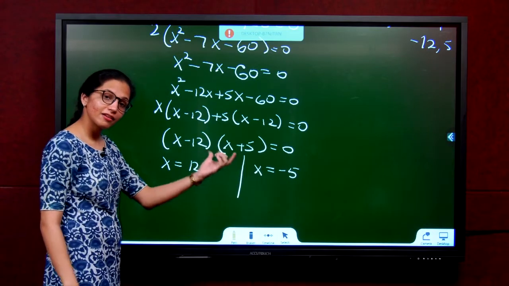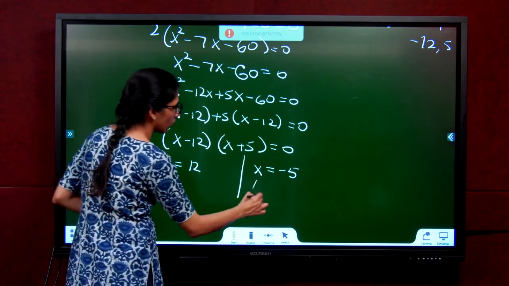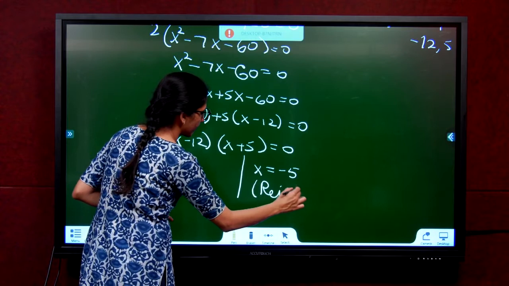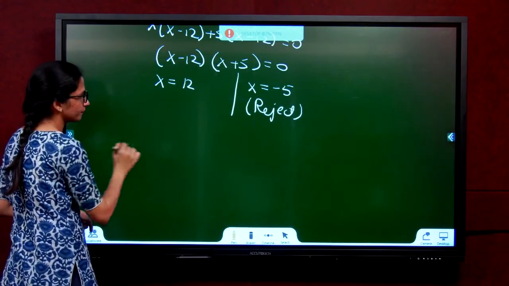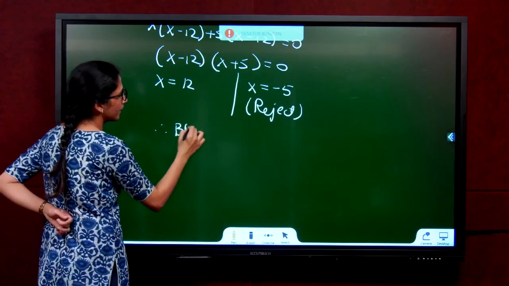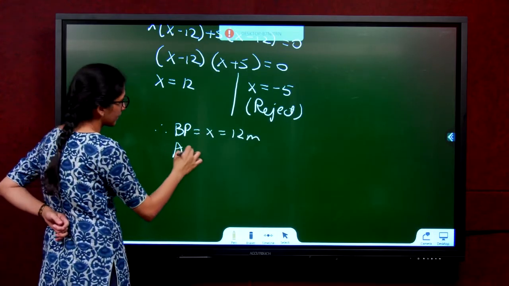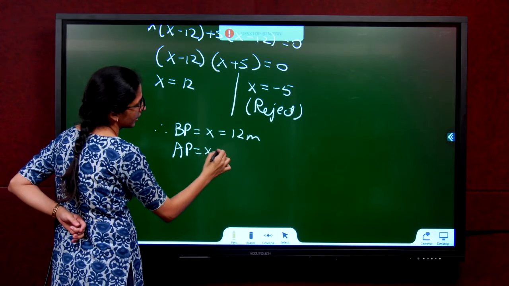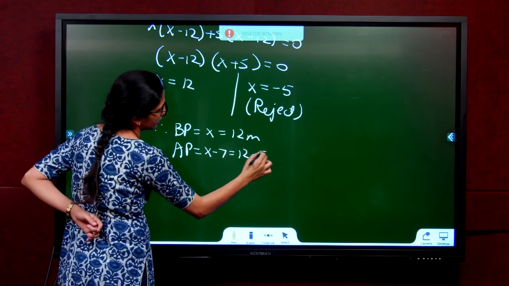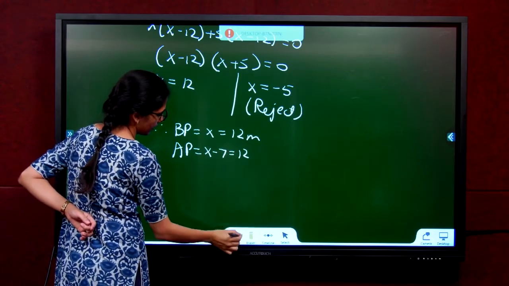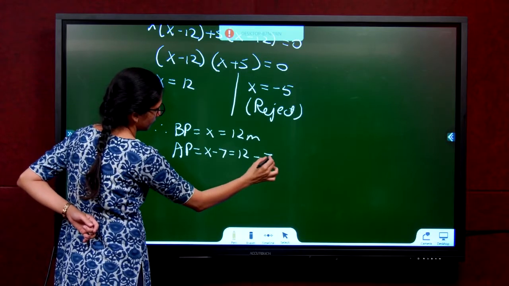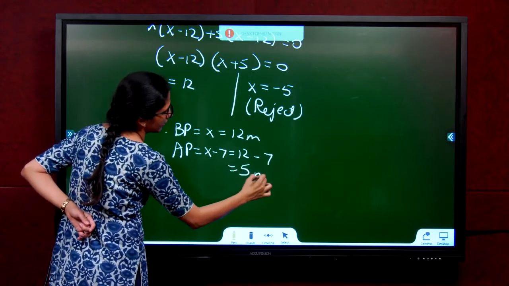Can the length BP be negative? No. So, we reject. Conclusion. Therefore, BP equals x equals 12 meters, AP equals x minus 7, 12 minus 7, 5 meters.